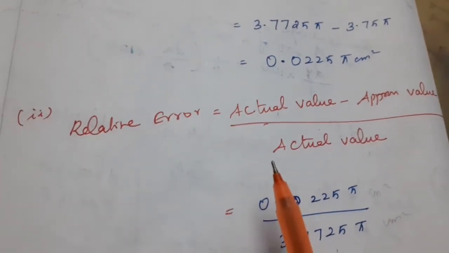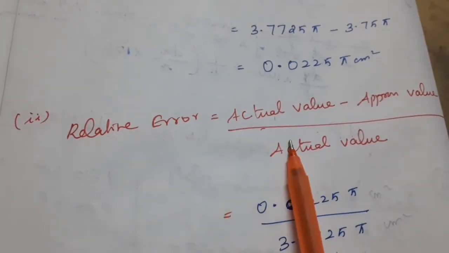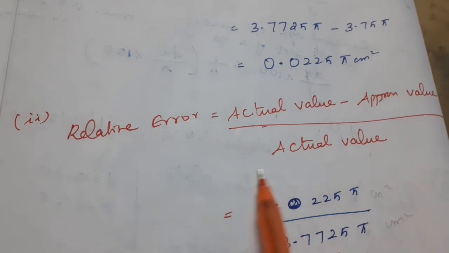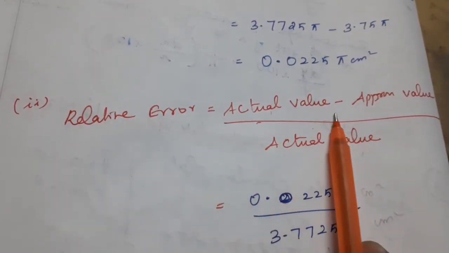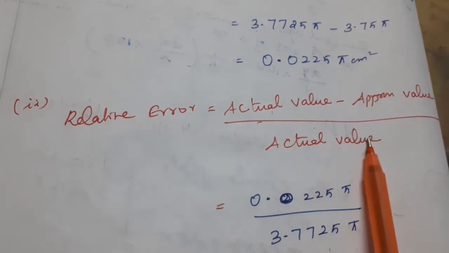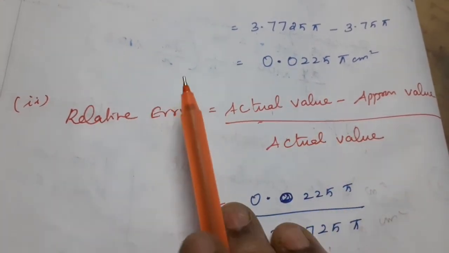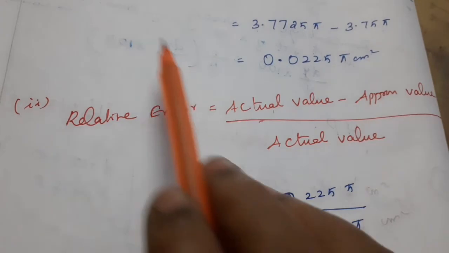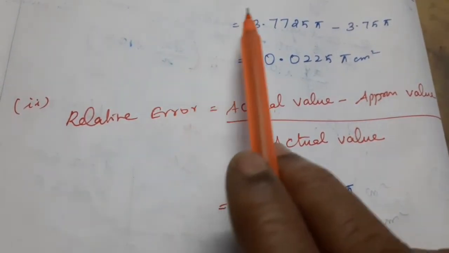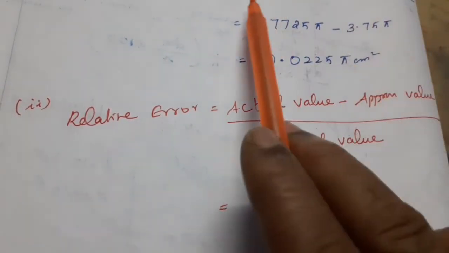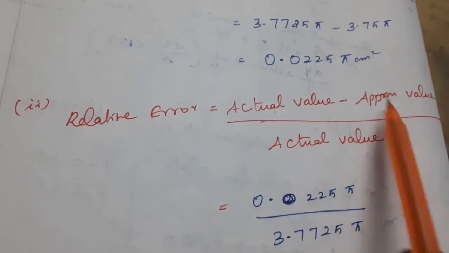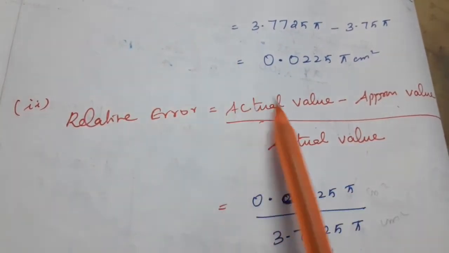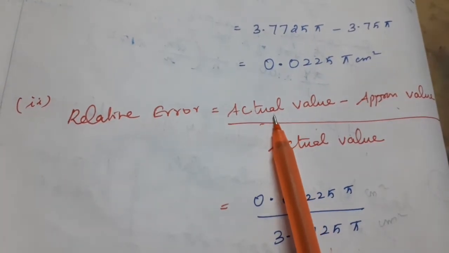The relative error is equal to actual value minus approximate value, divided by actual value. Actual value minus approximate value is nothing but the absolute error. We already found the absolute error, so we don't need to subtract again.